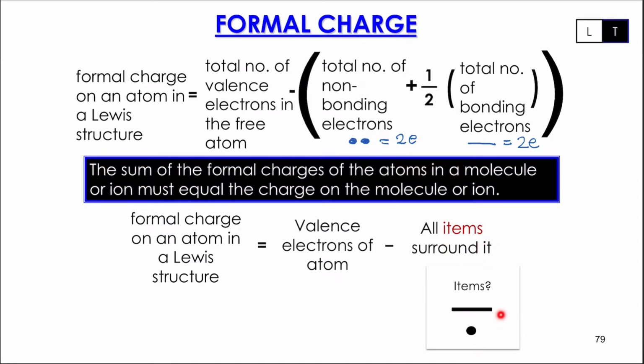Sekiranya dia dalam bentuk bonding pair macam this one, satu baris macam ni, kita wakilkan dia sebagai satu item. Okay, one item. And then, sekiranya saya ada lone pair, kebiasaannya lone pair dia akan datang 2 dots. Tapi, saya akan kira satu dot sebagai satu item. So, kalau dia ada lone pair, maknanya 2 dots ni 2 item lah. Okay, so kita tak tengok bilangan electrons dalam bonding pair ataupun lone pair. Kita just assume ini sebagai satu item. So, ini adalah cara yang senang untuk awak calculate the formal charge.